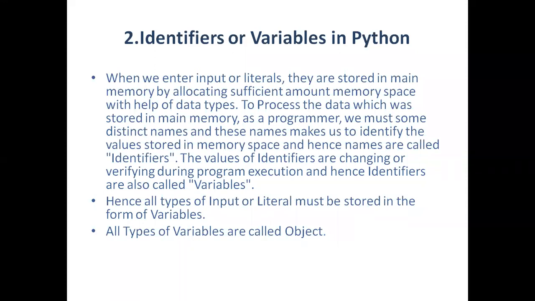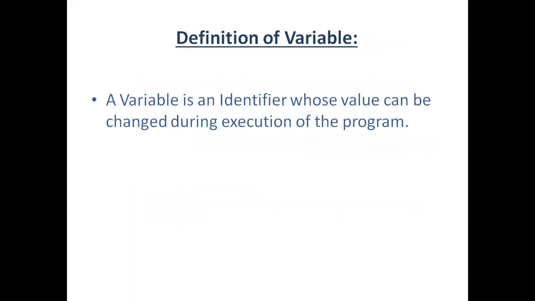So we know that when we enter input or literals, they are stored in the main memory by allocating a sufficient amount of memory space with the help of data types. All types of variables are objects. All inputs or literals must be stored in the form of variables. A variable is nothing but an identifier whose value can be changed at the time of execution of the program.